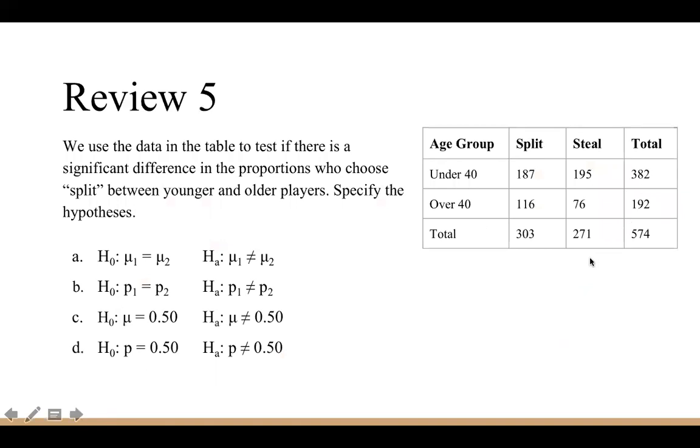Okay, so this is the 5th review question, so you guys can take a moment. I'm just asking you to identify the hypotheses here, so as if you were writing the hypotheses.